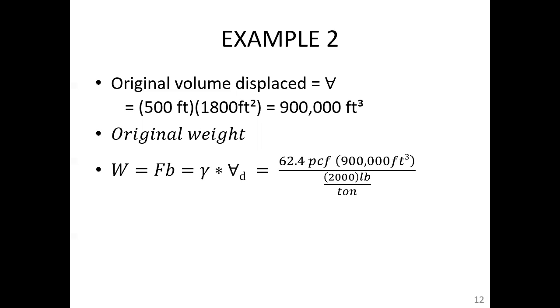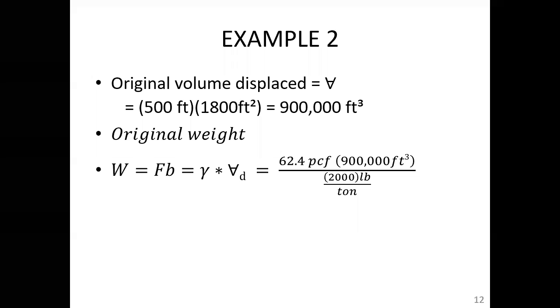of the ship. So again, because this is floating, just like the last example, the weight is equal to the buoyant force, Archimedes' principle. The buoyant force is the specific weight of the fluid, in this case water, 62.4 pounds per cubic foot, times the volume displaced. We just calculated that above to be 900,000 cubic feet. And when I multiply those two together, you will get an answer in pounds. So I just divided by 2,000 pounds per ton to get the answer in tons.